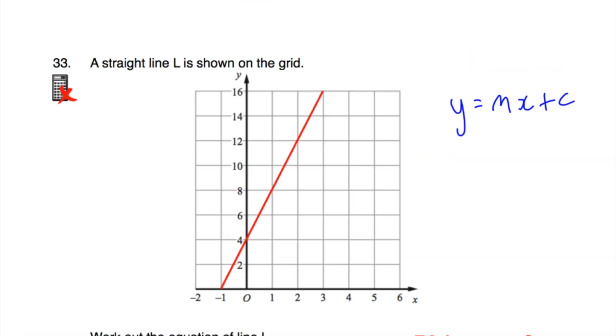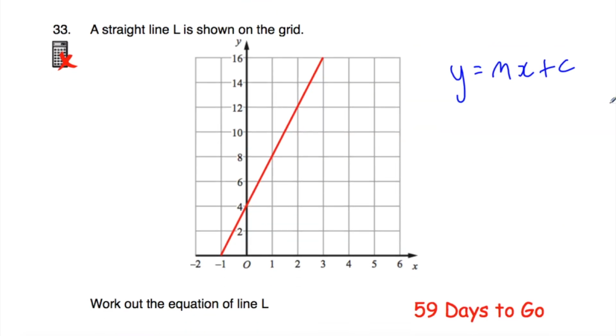Okay, let's look at our next question, question number 33. We've been given a line and we've been asked to work out its equation. And in the hints video yesterday, I talked about y equals mx plus c, the equation of a straight line, where m's the gradient and c is the y-intercept. Now in terms of the c here, we can see that's going to be 4, so it's going to be y equals something plus 4.